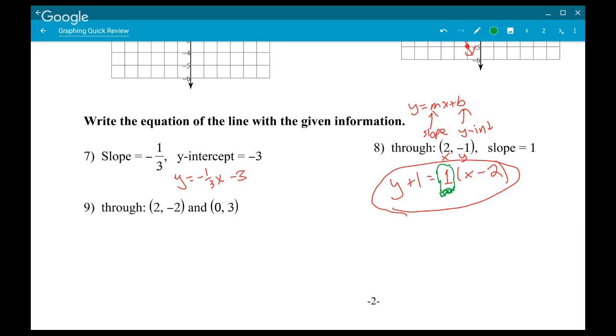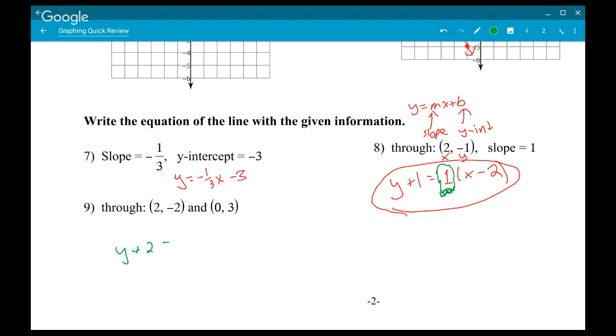Number 9 is tricky for this particular reason. Okay. You already have some information you can put in. You can put in y plus 2 because their y value is negative 2. You can put in x minus 2 because your x value is positive 2. You can't put in your slope because, guess what? You don't have it. You don't have a slope. Okay. So what you have to do is this. Okay. Shouldn't have erased all of that. Like I said, erasing skills not so good.